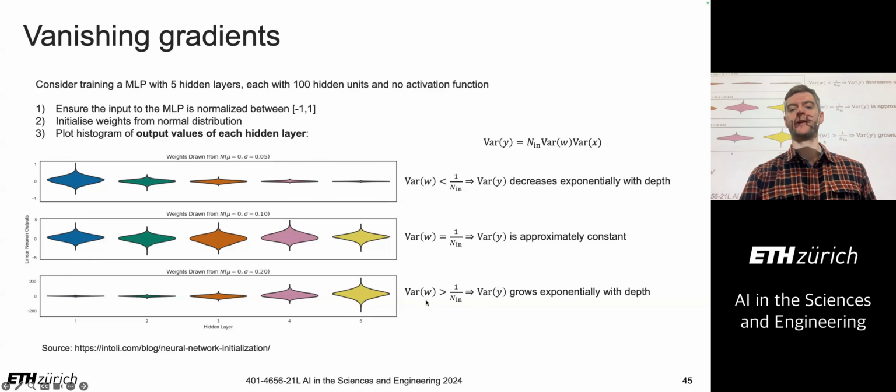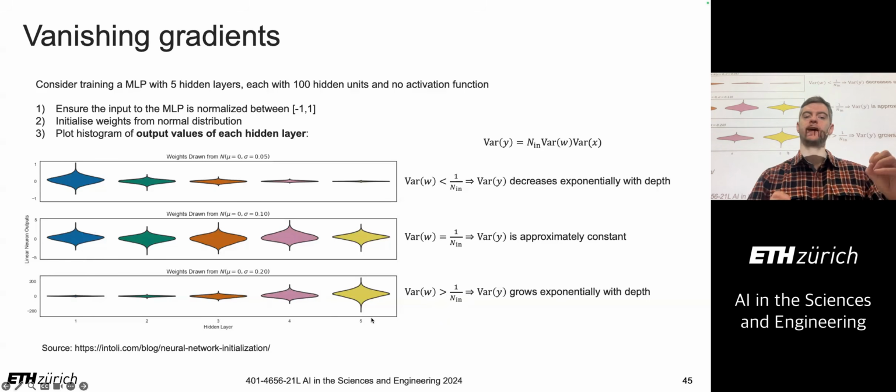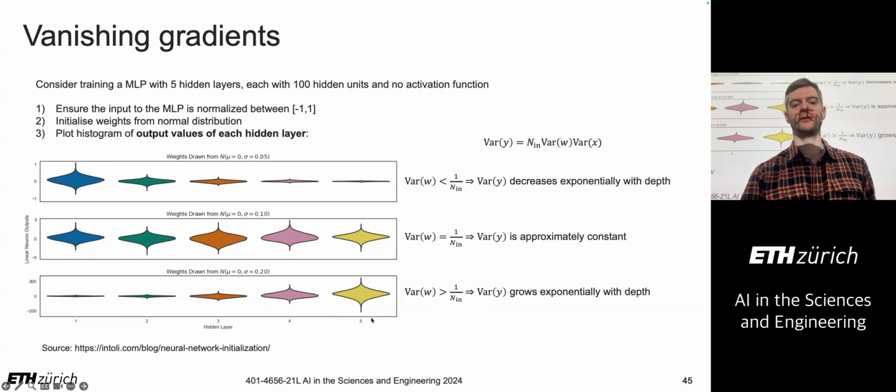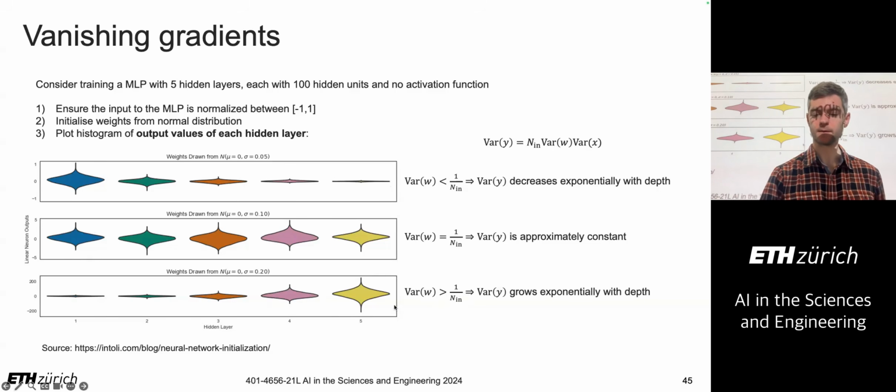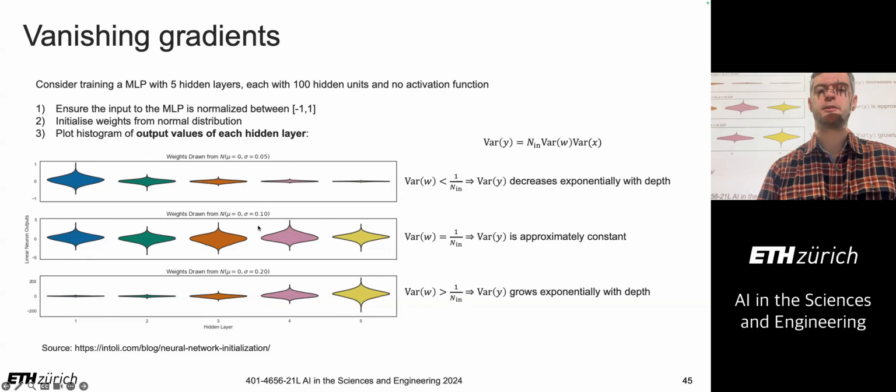Conversely, if we chose that the variance of the weights is greater than this 1 over n, then we see the opposite effect, that the outputs exponentially grow and they explode. So this is known as vanishing, and this is known as exploding. So this is the sweet spot, where we initialize our weights so that their variance is 1 over the number of inputs of the neuron.